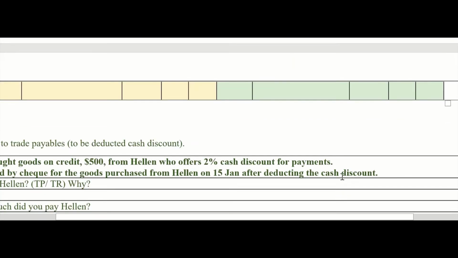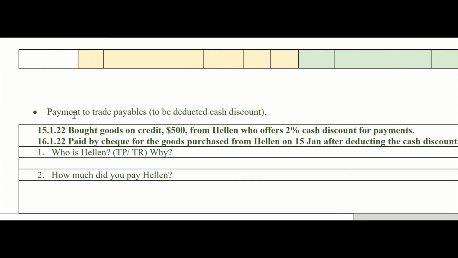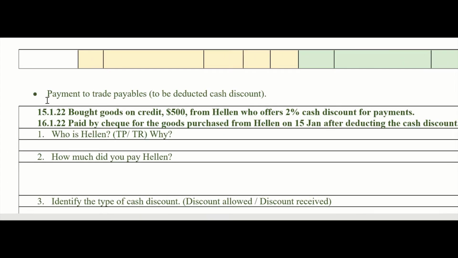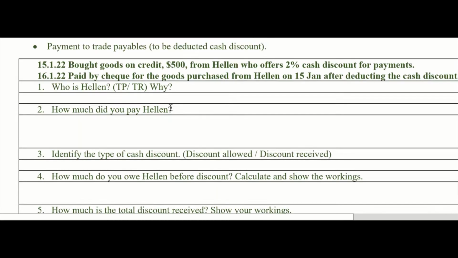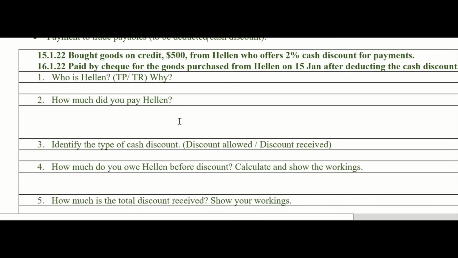Now let's observe another example of a transaction. Payment to trade payable having deducted cash discount. So here you're going to deduct the cash discount. 15th Jan 22, bought goods on credit 500 from Helen, who offers 2% cash discount for payments. 16th, you paid a check for the goods purchased from Helen on 15th Jan after deducting the cash discount.